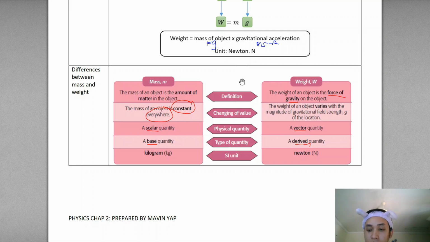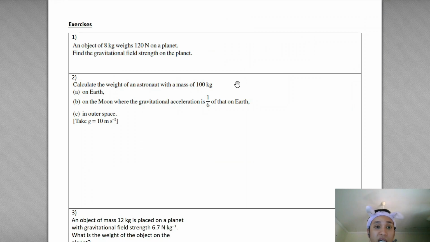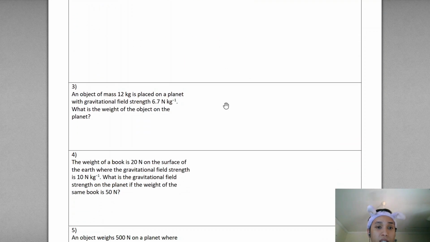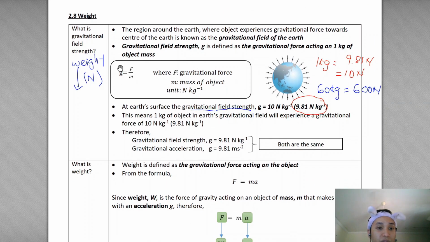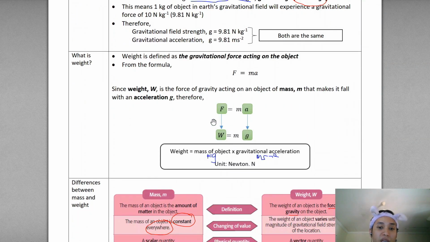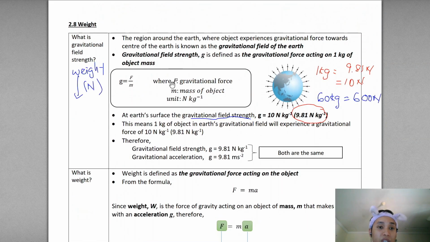Technically that is it for your chapter 2, already finished. This one you can try and calculate on your own. Basically you just use the formula W equals mg, and then you try to find what they want. For the first question, if they ask you to find the gravitational field strength, you can use this to calculate: your force or your weight divided by your mass, then you can get your g. It's actually the same thing as this, just that we shift it to the other side.